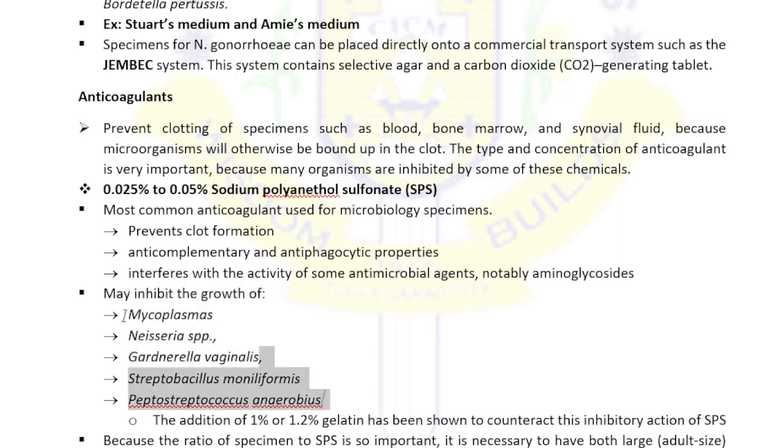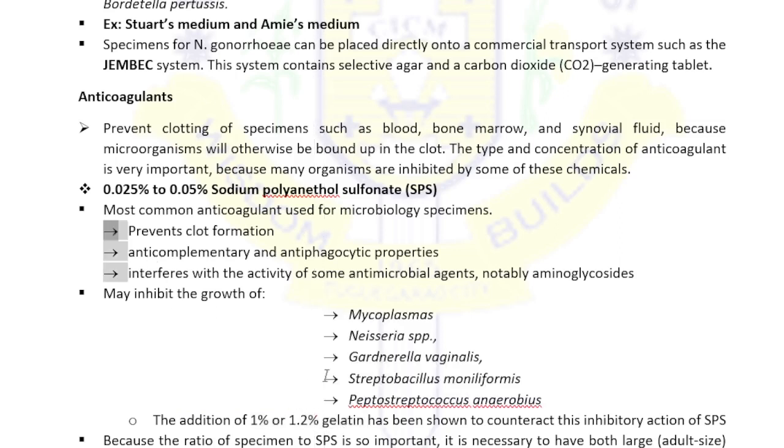If we culture this bacteria, there's a possibility that they may not be able to multiply because of the inhibitor. The addition of 1% or 1.2 gelatin can counteract the inhibitor component, sodium polyanethol sulfonate. Okay? Sodium polyanethol sulfonate. So, yan. Do not forget those. Okay?